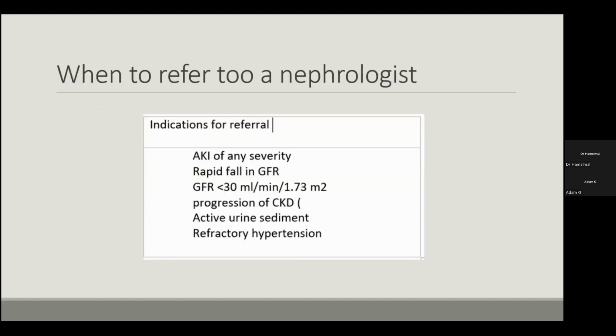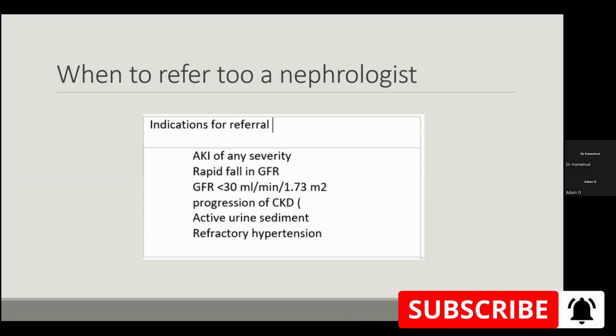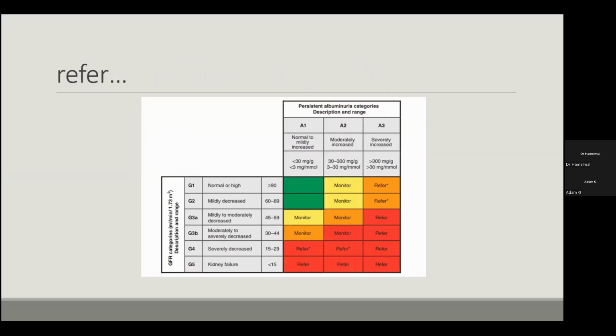The other thing is when to refer to a nephrologist. AKI of any severity in CKD patients, because fluid management and AKI management should be optimized to prevent further progression. Rapid fall in GFR, like I mentioned, more than 5 ml per minute per year. If GFR is less than 30, definitely refer to a nephrologist. Progression of CKD, which we defined earlier, and active urinary sediment, hematuria, RBC casts, these things may need further investigation. And refractory hypertension, more than 4 drugs, these patients should be referred to a nephrologist.